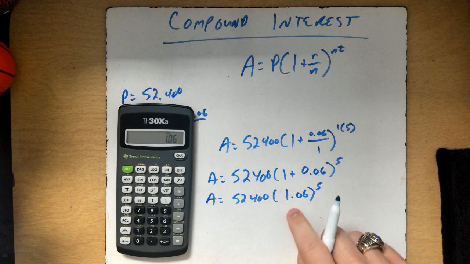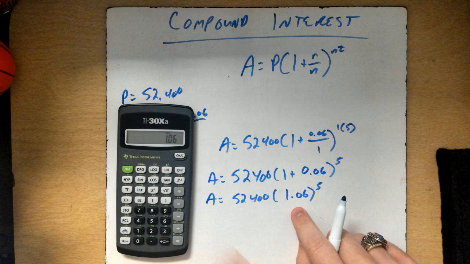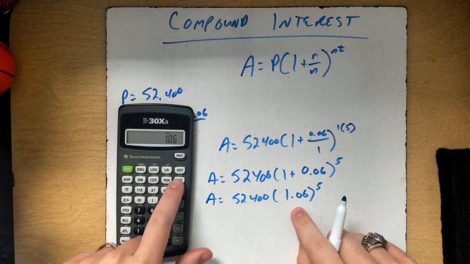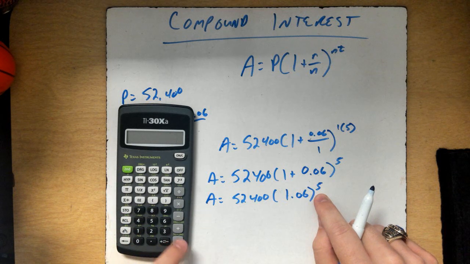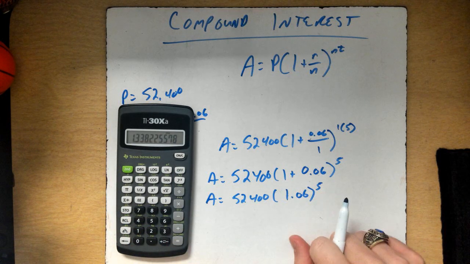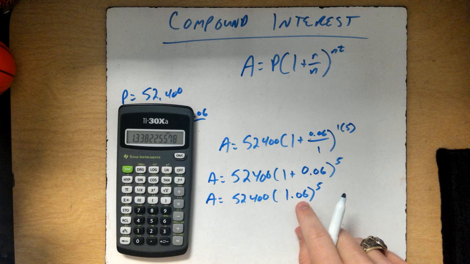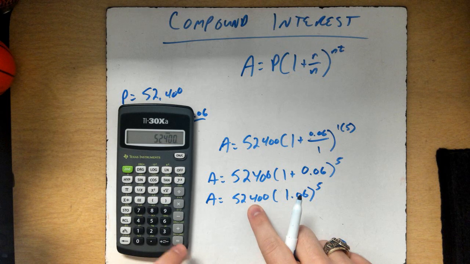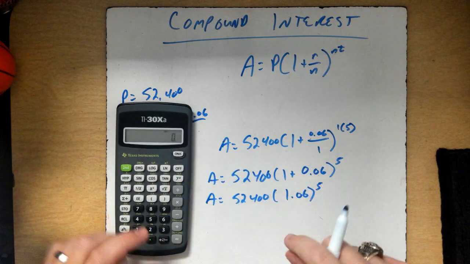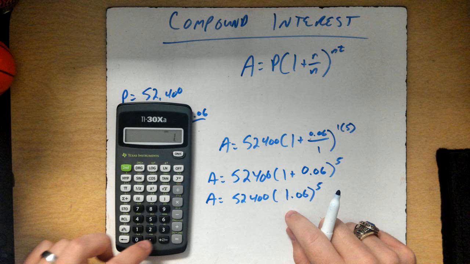All right, so now what we can do, we can go ahead and do this power. 1.06, you already have in the calculator. We're going to hit to the 5th power. So y to the x, to the 5th power. That gives us this crazy number here. All right. Now we need to multiply it by our principal. So 52,400, and our final answer is going to be, I did not press the times button. Let's try this again.